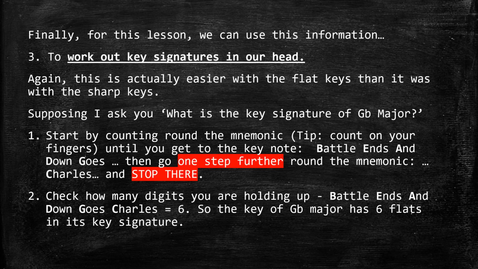Battle, ends, and down goes. Then go one step further around the mnemonic, Charles, and stop there. Check how many digits you are holding up. Battle, ends, and down goes Charles. That's 6. So the key of G flat major has 6 flats in its key signature.